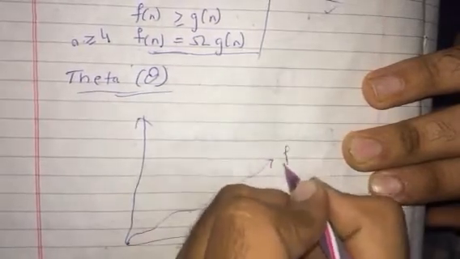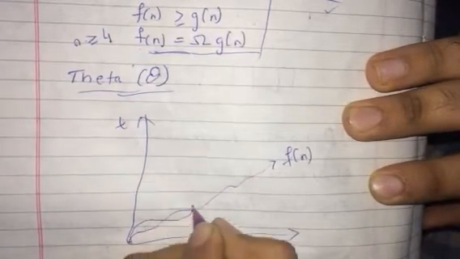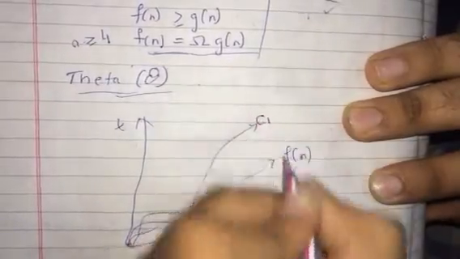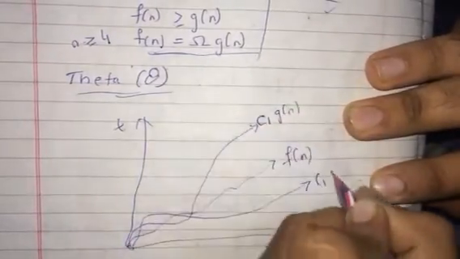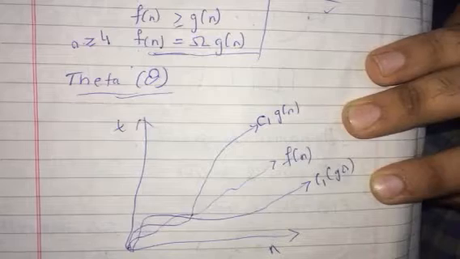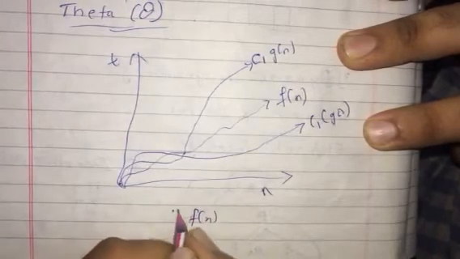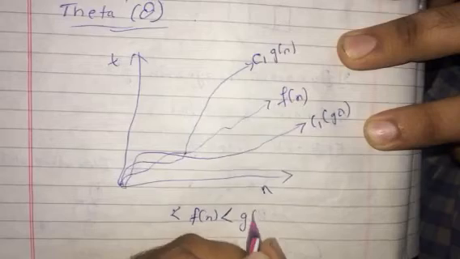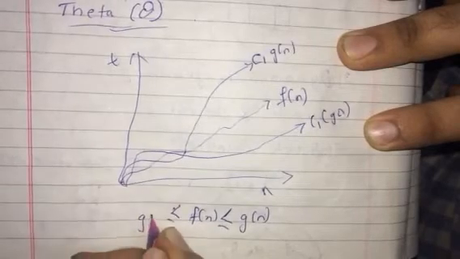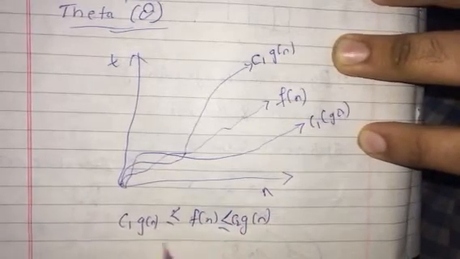If you have f of n time data, what it says is that c1 and c2 g of n, if you get the two values of g of n such that f of n is in the center, this condition has to be satisfied. This condition has to be satisfied.